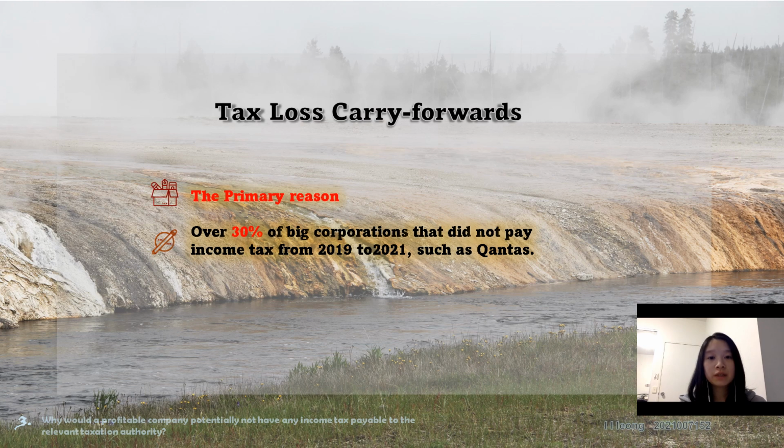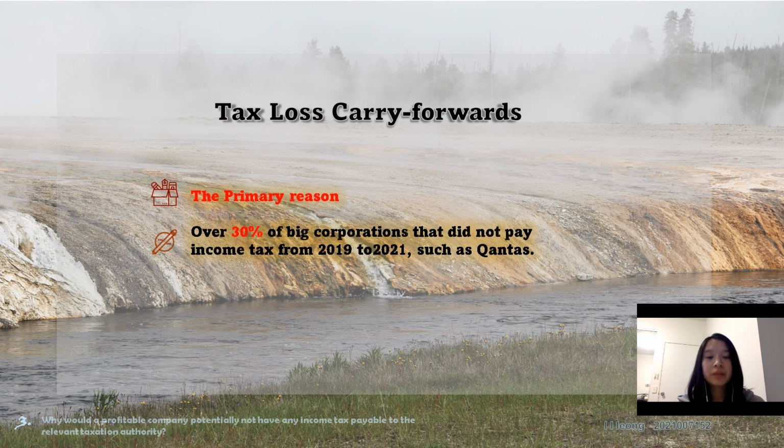The primary reason is the use of tax loss carryforwards. If a company experiences high income tax loss during its early stage or some particular years due to economic or environmental conditions, Australian tax laws permit offsetting these losses against profits in the next few years. This practice is known as tax loss carryforwards.